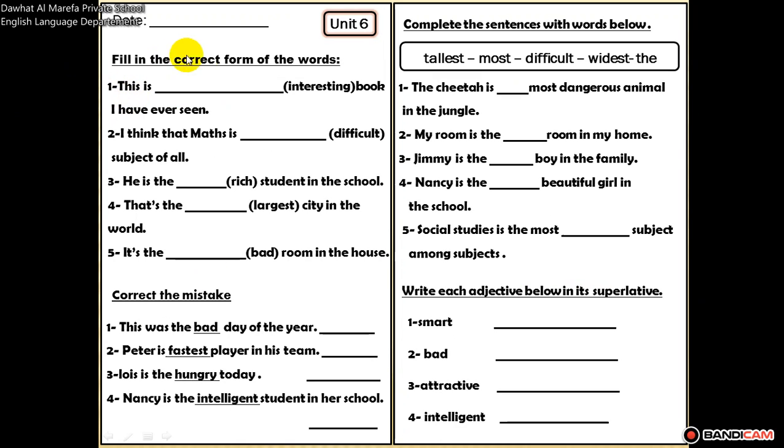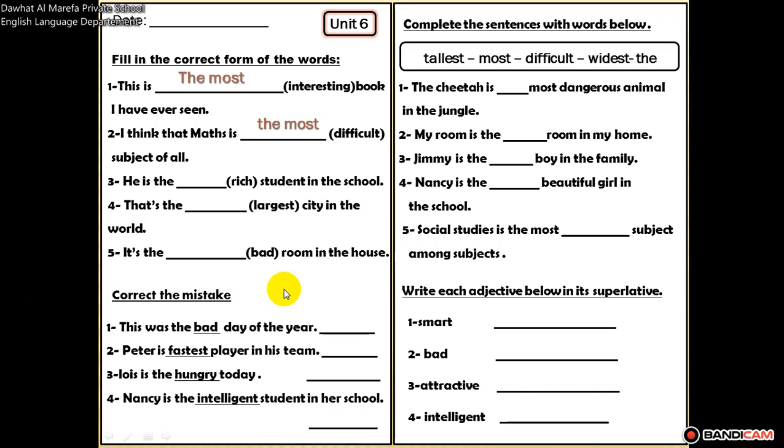Next sheet, fill in the correct form of the words. We have the superlative. This is for superlative form of adjectives. This is interesting. Interesting is a long adjective, and we cannot say interestingest. No, we must say the most interesting. Number 2, I think that math is difficult, subject of all. So we must say the most difficult subject of all.